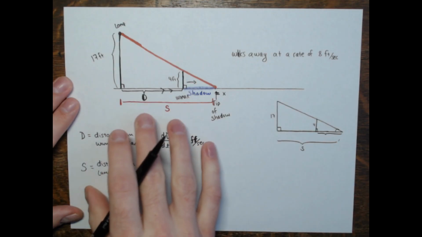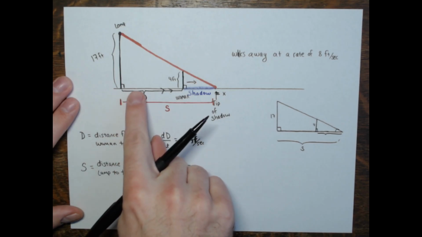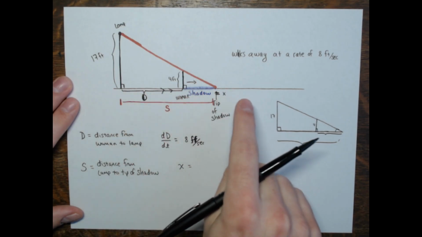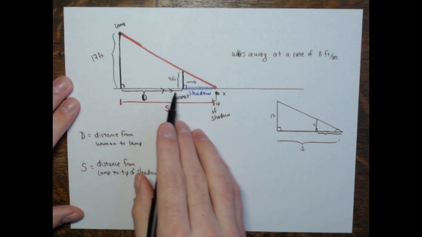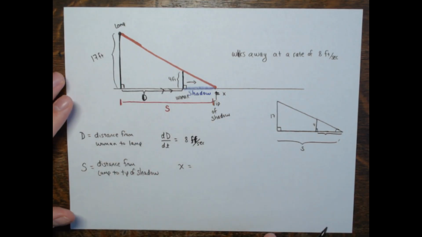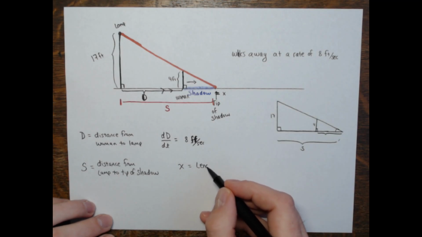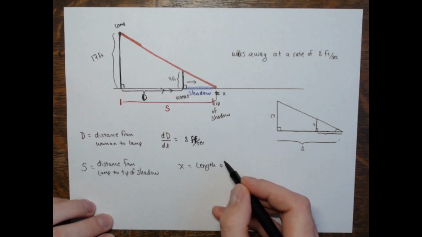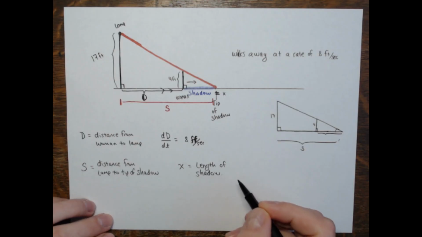So these are all things that are changing as time goes on. As she walks away, this distance would change, the length of her shadow would change, and of course the distance between the tip of her shadow and the pole would change. So X is the length of her shadow.